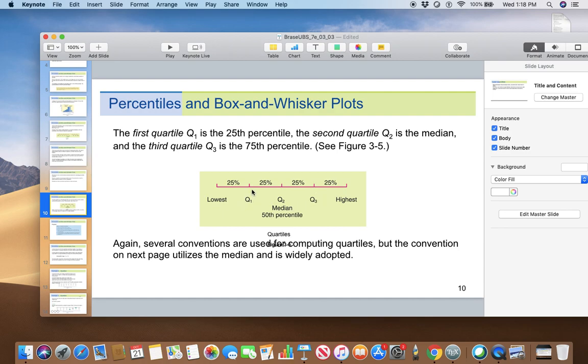So what did we do? We took the entire data and arranged it from lowest to highest. Here is the middle number, so that's the 50th percentile. The middle of the first half is the first quartile, Q1. Therefore, the median is the second quartile. Then one more quartile gets you the third quartile. So this is the picture.